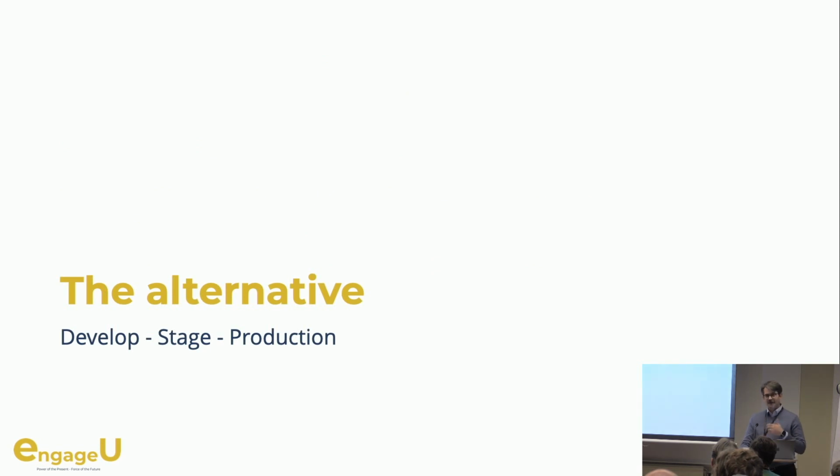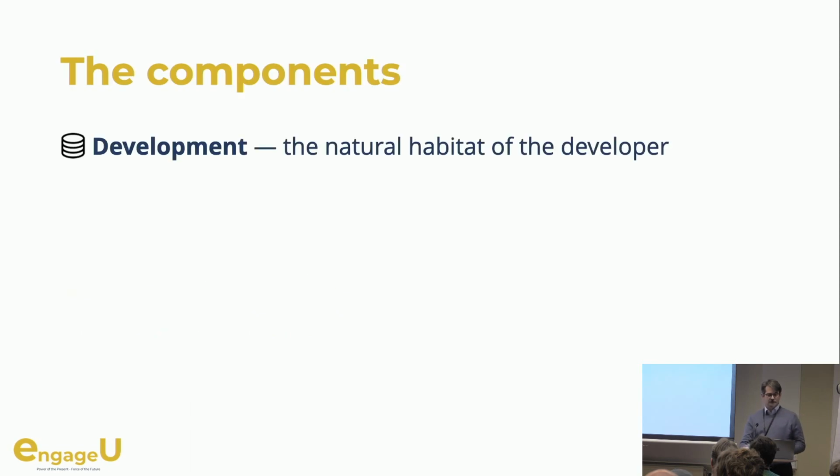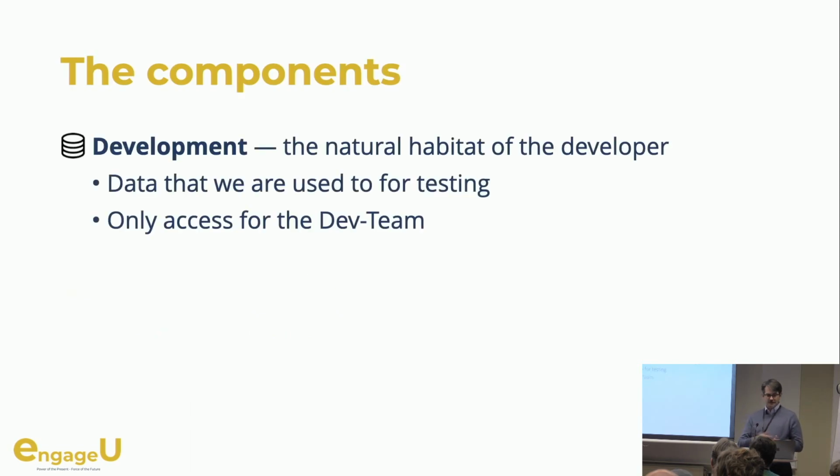So, I propose, and many others have proposed, a develop stage production approach to that, meaning that you have a development server. That's the natural habitat of us. We develop on that server. We have data there that we can use for testing, for our own testing, but this development server is only accessible for the development team. Nobody else gets there.